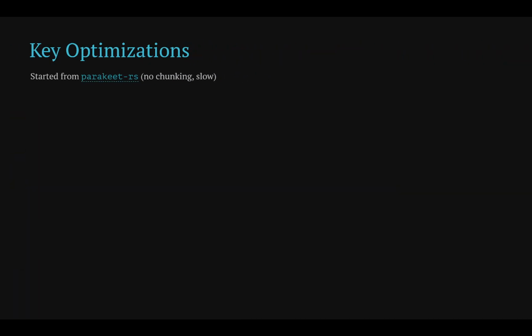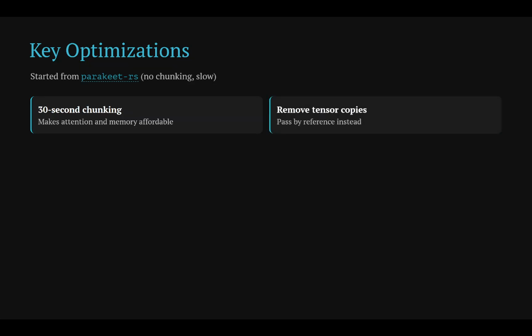I forked parakeet-rs and rewrote it from scratch. The original implementation had no chunking support. First, 30 second chunking. Longer audio makes attention computation expensive. Chunking makes it affordable. Second, remove tensor copies to save memory bandwidth. Third, process two chunks concurrently to keep the GPU running at full capacity.